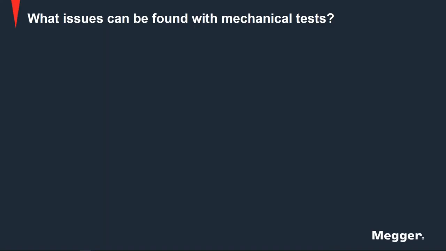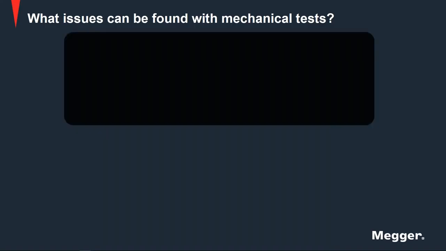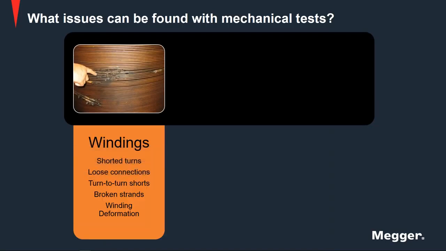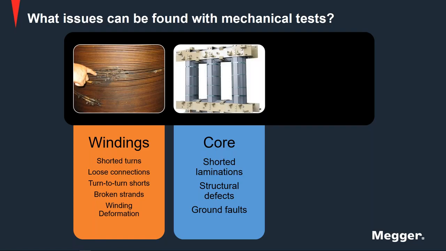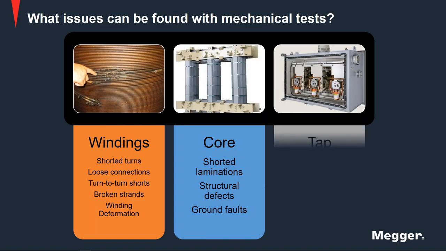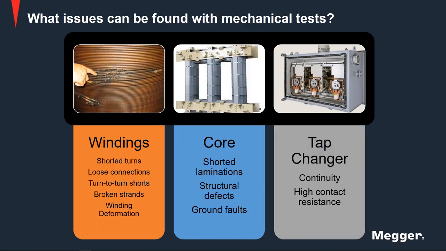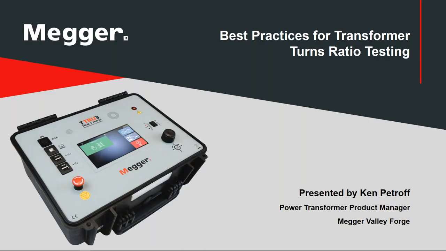But in general, what issues can be found with these mechanical tests? We are looking for problems with the windings, shorted turns, broken strands, any kind of winding deformation. We are also looking for problems with the core, such as shorted laminations or ground faults. And then finally, with mechanical tests, we can look at the tap changer. With turns ratio testing, you can look for continuity, and with winding resistance, you can look for high contact resistance. That is what Samir will be covering when he talks about core excitation and winding resistance. But for the first part of this best practices seminar, I will be talking about transformer turns ratio testing.